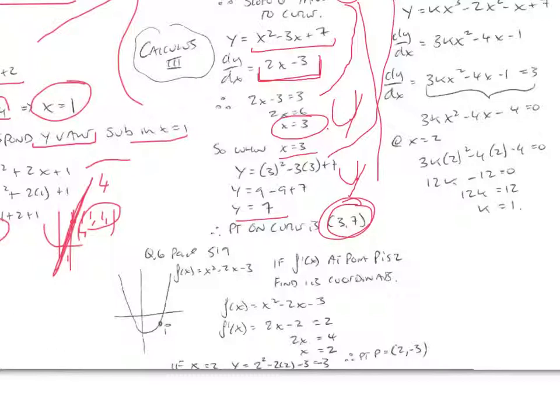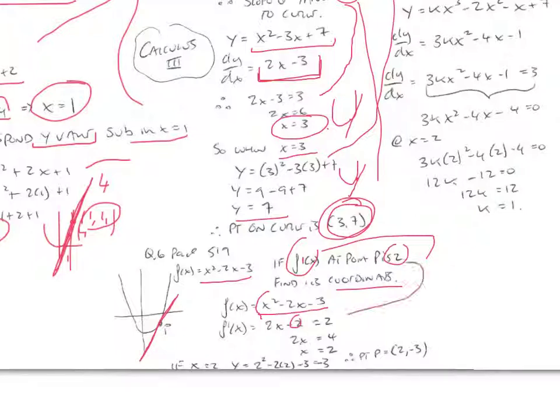Now, question 6 in the book gives a parabola derived from x squared minus 2x minus 3. If f'(x), dy/dx at point P, is 2, find its coordinates. Okay, so f(x) is x squared minus 2x minus 3, so that means the slope of the tangent at that point P is 2. So f'(x) is equal to 2x minus 2. That is equal to 2. So x is equal to 2. And if x is equal to 2, then we'll plug 2 into where we see x in the function, and y must be equal to minus 3. So P must be at the point (2, minus 3).